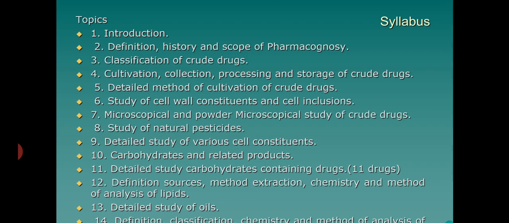Gums are also there. They are polysaccharides. I'll be talking about their sources, origin, chemical constituents and uses, and how we can identify those substances. That is all I'm going to talk about. I'll be teaching only one drug in this chapter. The remaining 10 drugs I'll give one to each person, and they are supposed to prepare a presentation and share it in our Google Classroom, or I may invite them to present through Google Meet.